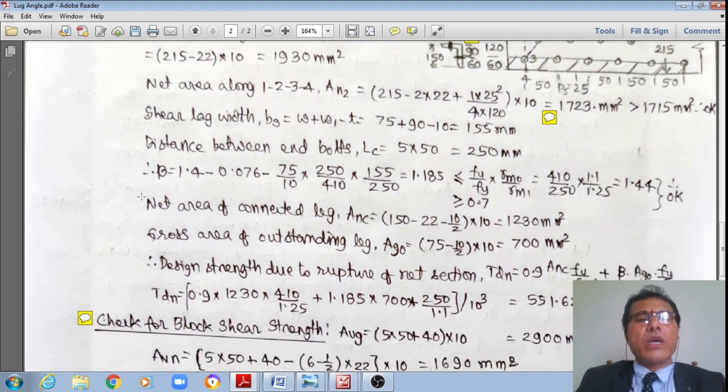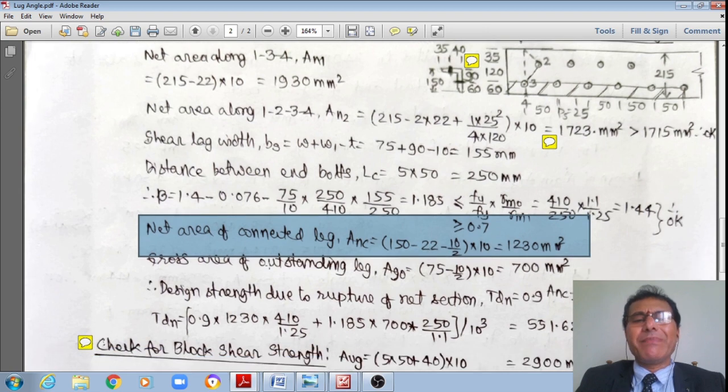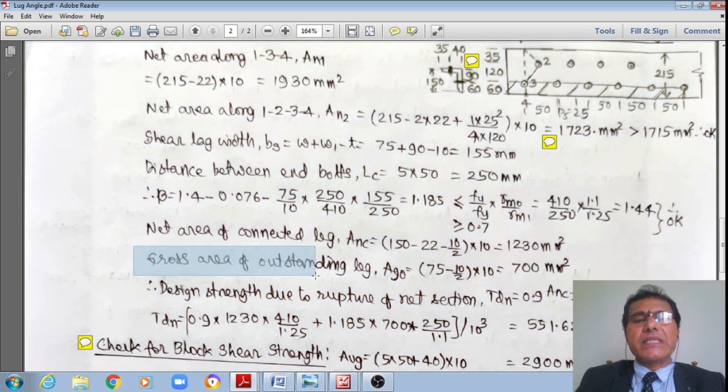Once I get this, now I'll calculate the net area of the connected leg. AC is equal to 150. This 150 is punctured by one bolt hole, so 150 minus 22 minus 10 by 2, multiplied by the thickness, gives 1230 mm square. Similarly, the code says the outstanding leg should be treated as the gross area itself. Therefore, the gross area of the outstanding leg AGO is equal to 75.